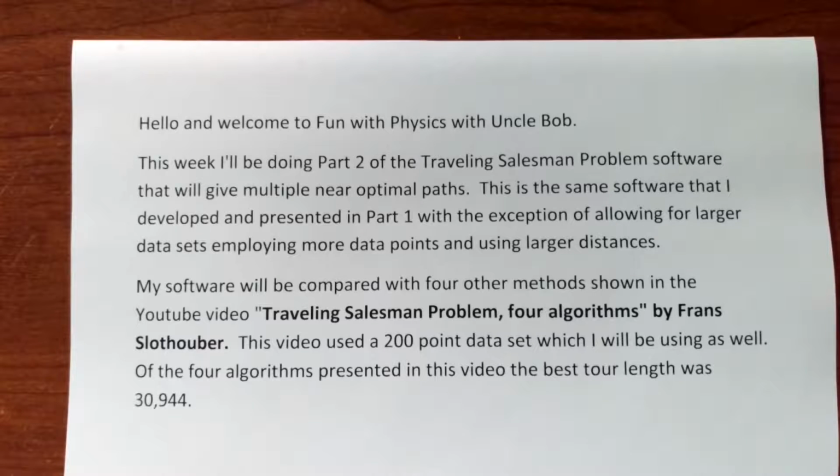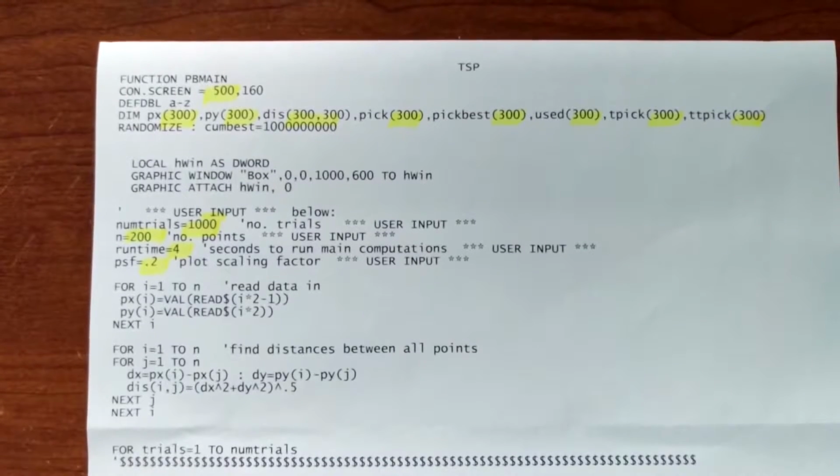My software will be compared with 4 other methods shown in the YouTube video, Traveling Salesman Problem, 4 Algorithms by Franz Slothaber. This video used a 200-point data set, which I will be using as well. Of the 4 algorithms presented in this video, the best tour length was 30,944. Here again is the software I developed in part 1.